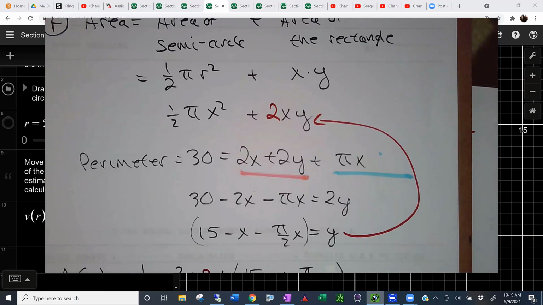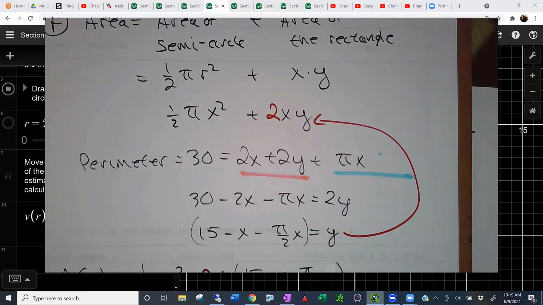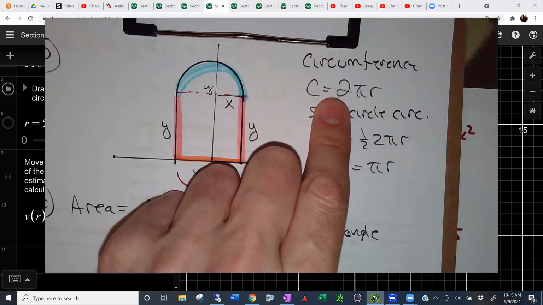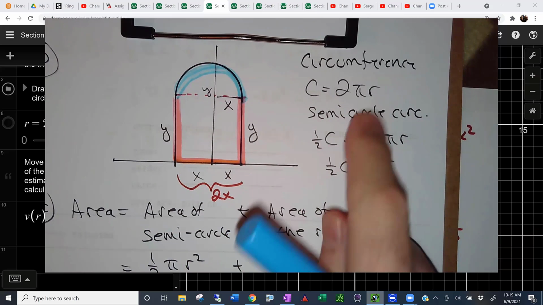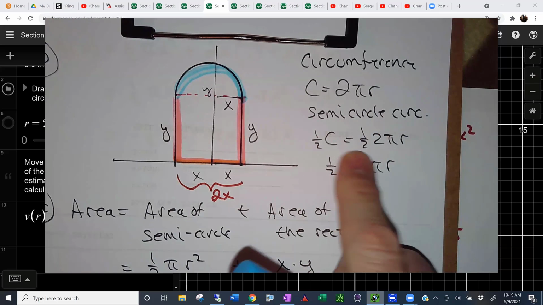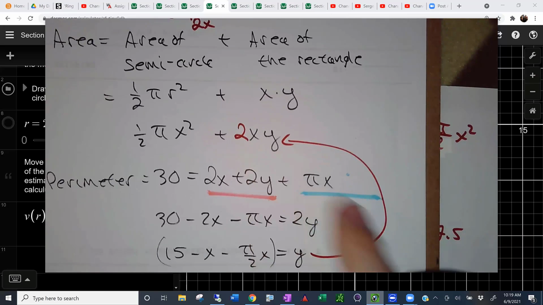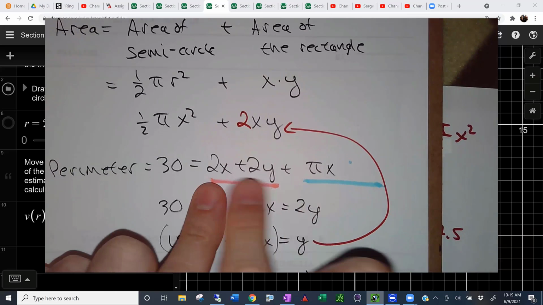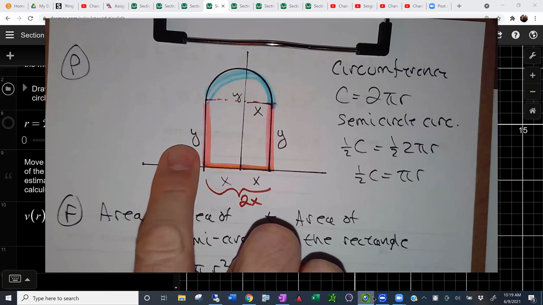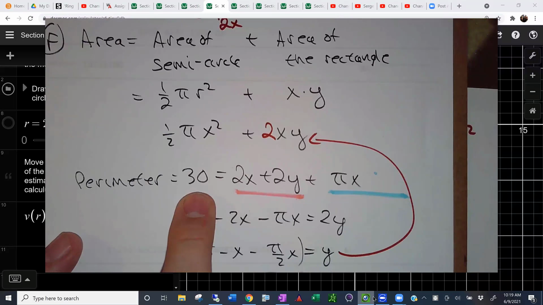Now we need to use some information that they gave us about the perimeter, because the perimeter here has to be no more than 30 feet. Thinking back about circumference, circumference is 2 pi r. Then the circumference of a semicircle is going to be half of that, or half of 2 pi r, which is going to be pi r. So plugging that in, and then all these sides, 2 y's and 2 x's, that has to total up to my 30 feet of perimeter.